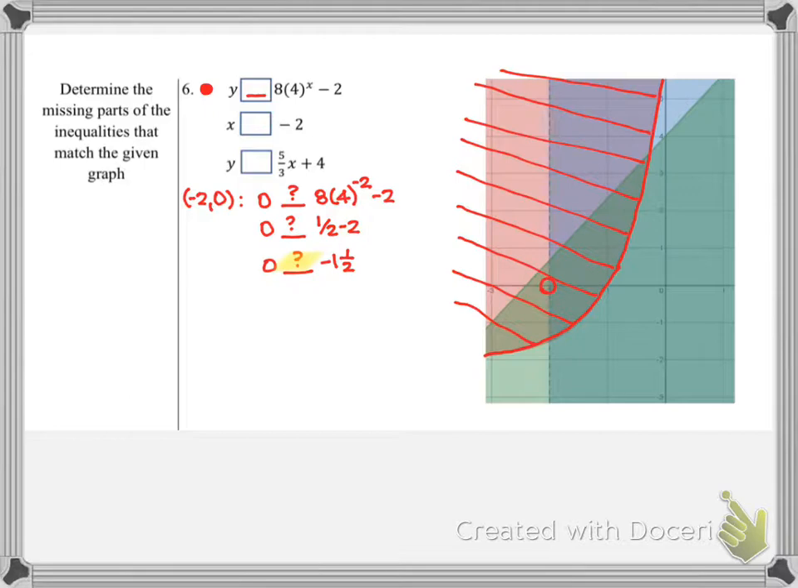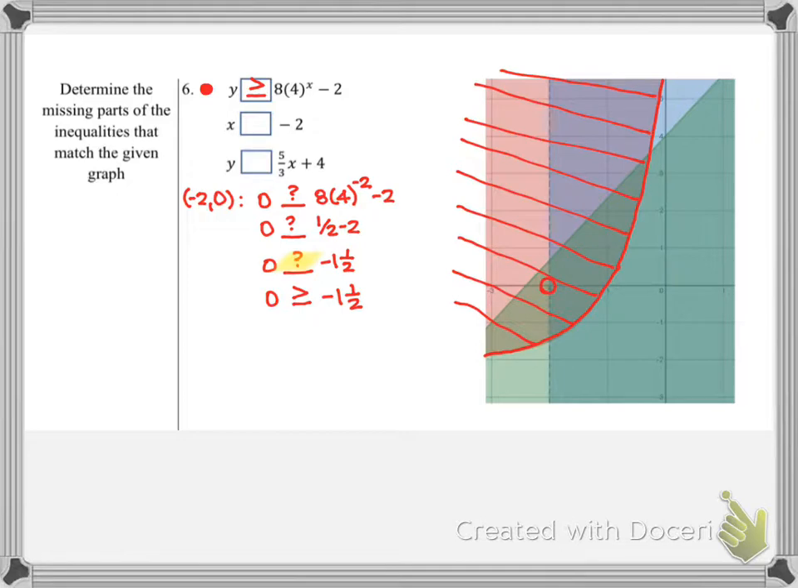But I want it to be true. So for this to be true, 0 is greater than or equal to negative 1.5. And that is the symbol that I'm going to put up inside the box. So greater than or equal to. All right, that takes care of the red one.